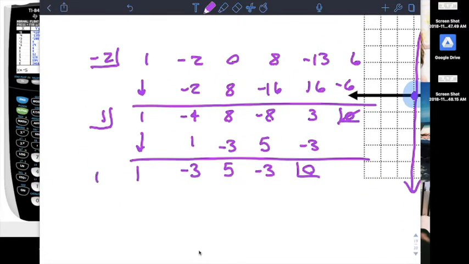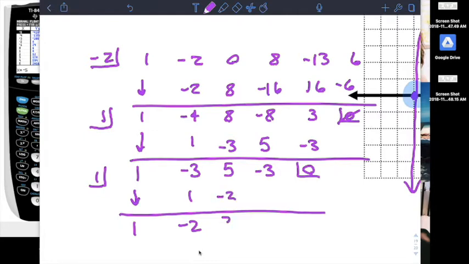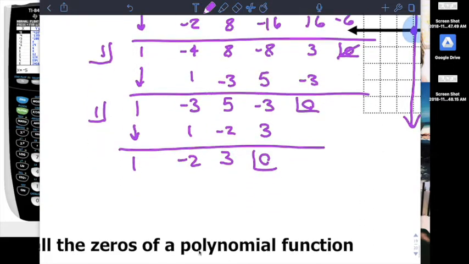And then let's see what's going on here with 1 again, since it's a repeated root. So 1, multiply, you get 1. Add, you get -2. Multiply, you get -2. Add, you get 3. Multiply, you get 3. And then you have 0 left over.